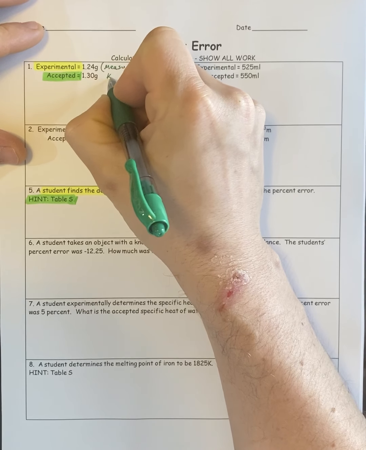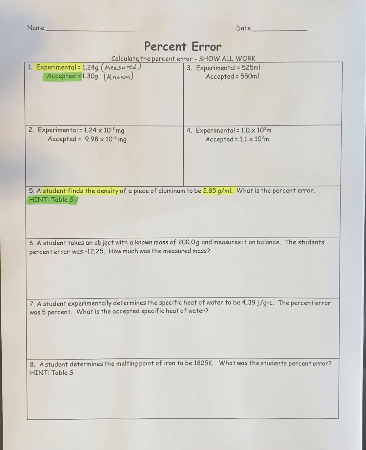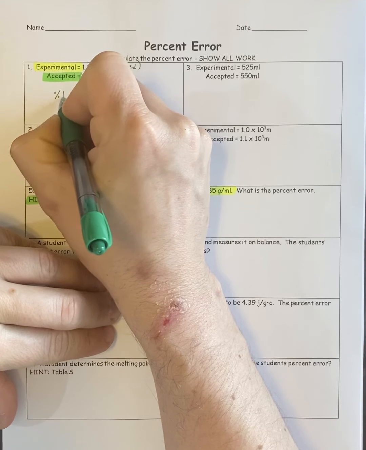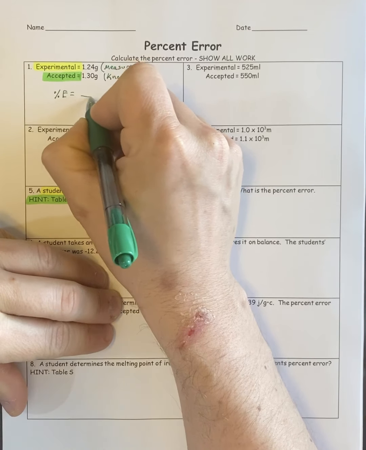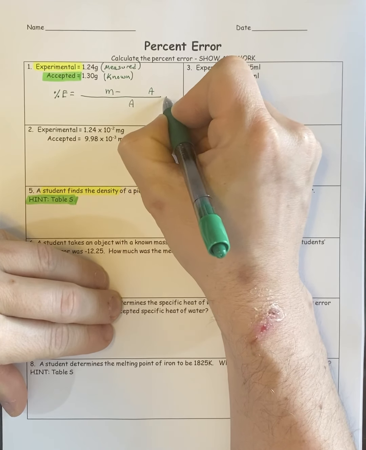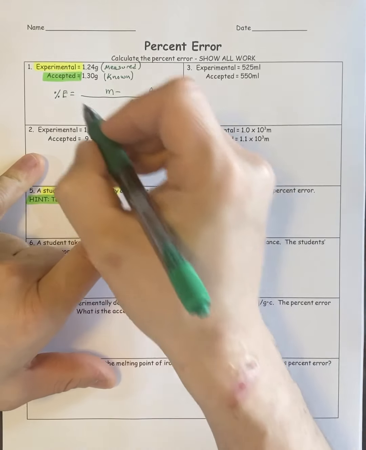So this would be your measured value, and this can also be referred to as your known value. So when you set these up, it's pretty simple. I always like to set them up like this. So there's your setup. In this case, they want the percent.